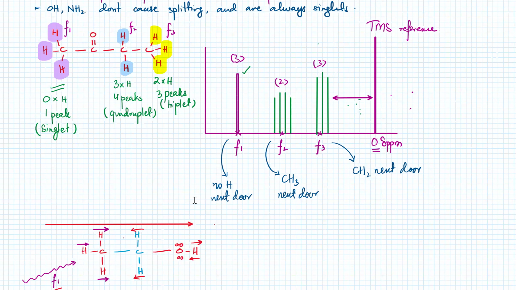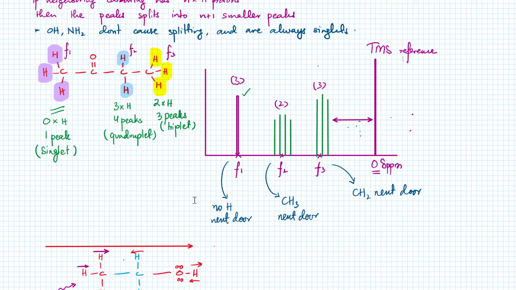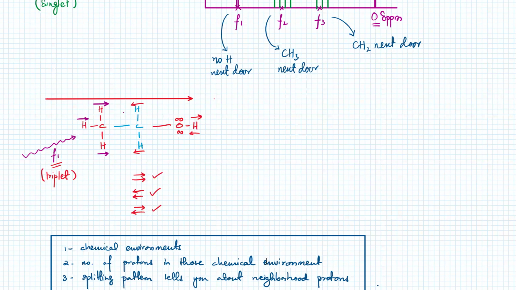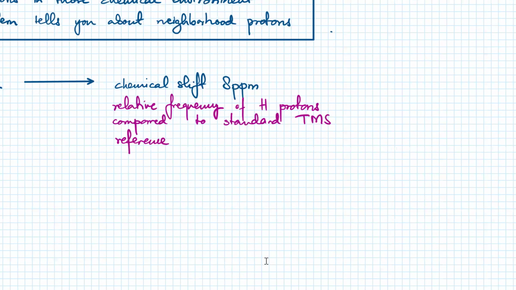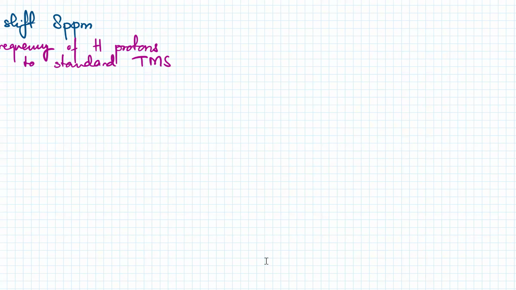Yes, sir. So the absolute frequency we're not interested in. We're just interested in how shifted the frequency is compared to the reference. And what is the reference? This TMS is the reference. It's a particular type of hydrogen proton, so they compare the hydrogen proton frequencies with that one. That's known as tetramethylsilane. It's one of the most shielded hydrogen protons. It's got a silicon and tetramethyls.